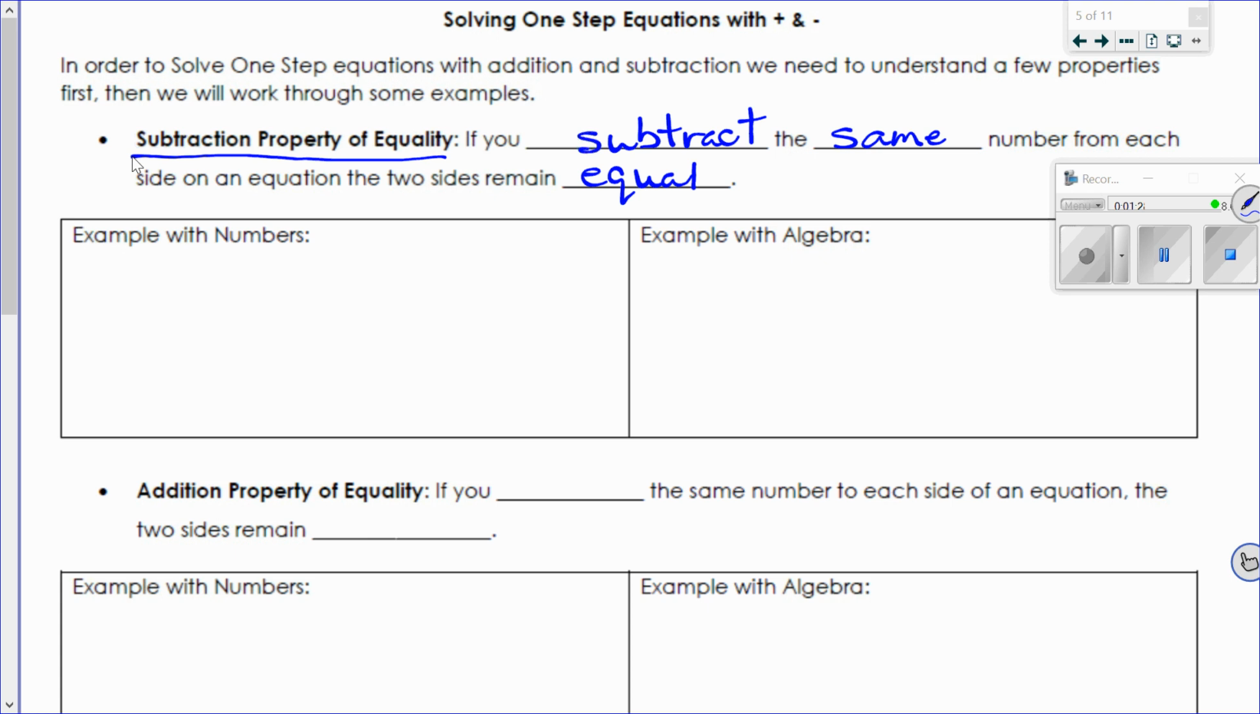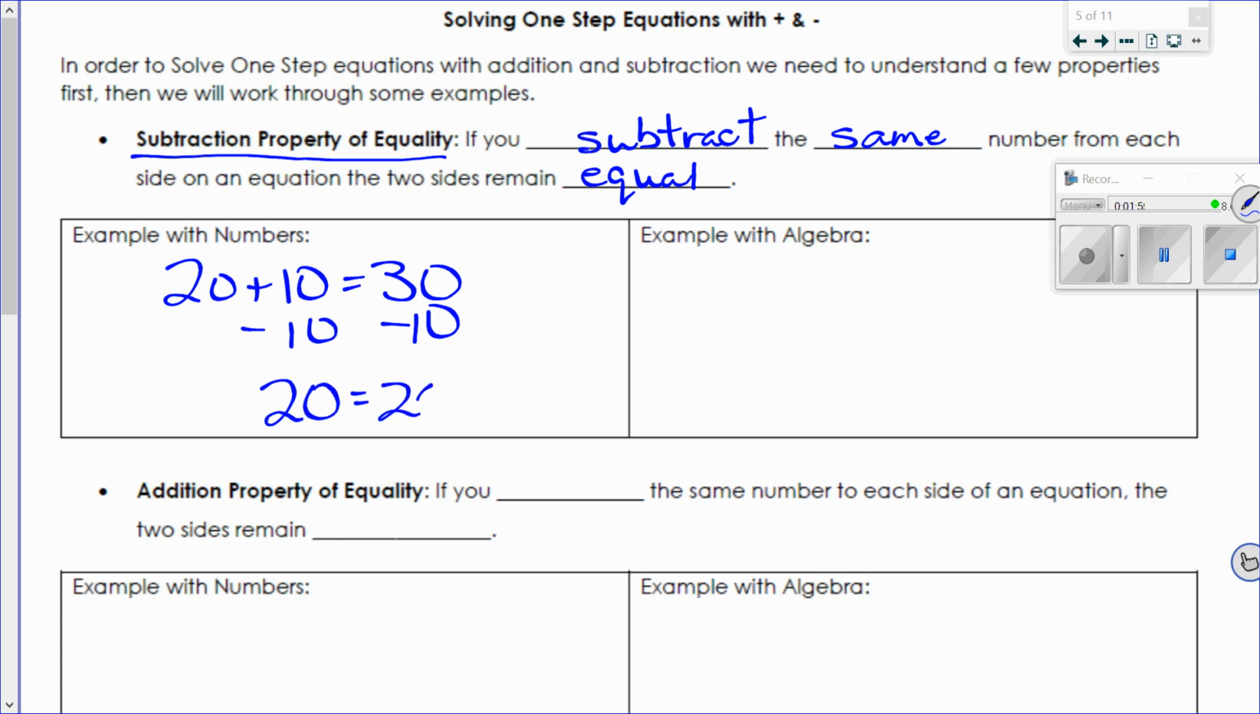All we're saying is, if I have something like 20 plus 10 equals 30, is everybody okay with that? I think that's right. If I subtract the same number from both sides of my equation, what is 10 minus 10? 0. 20 plus 0 is 20. 30 minus 10 is 20, we have the same thing. It's still equal. Does that make sense?